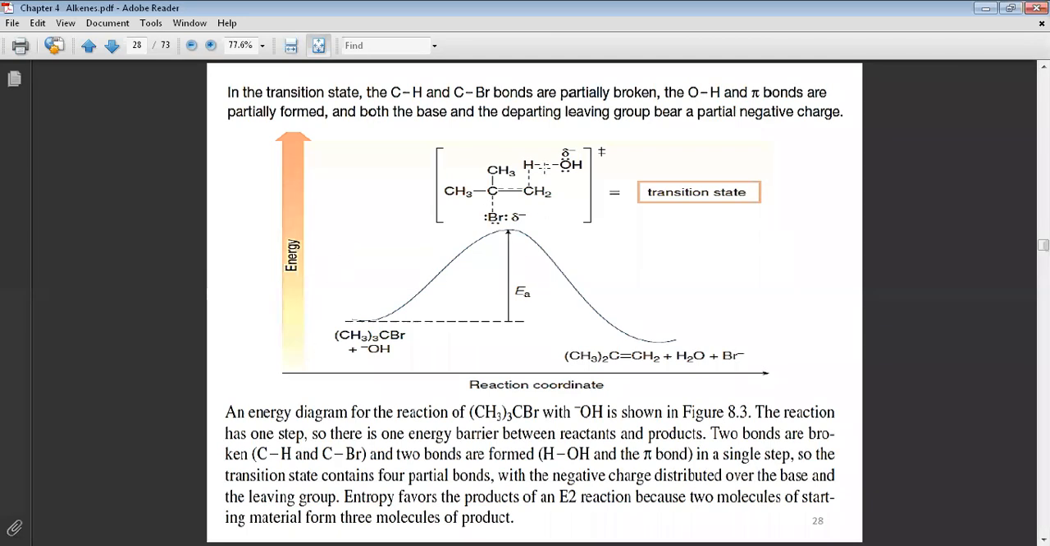The reaction has one step. Look, just one step. There is no other step. Two bonds are broken, yes, we know that, and two bonds are formed in a single step. This is just one step. So the transition state contains 4 partial bonds. That means this partial bond, this partial bond, this partial bond, and this partial bond. Look, it is like dots. That means we have 4 bonds: 2 new bonds forming and 2 bonds being broken.